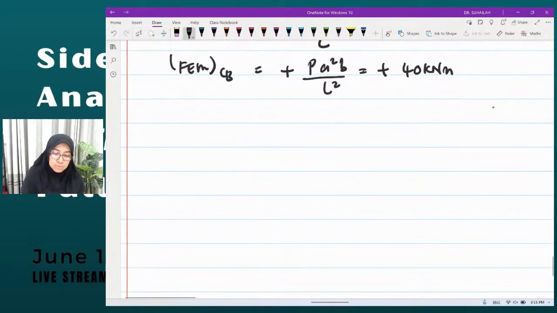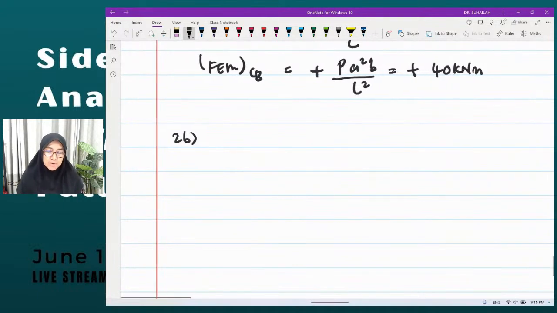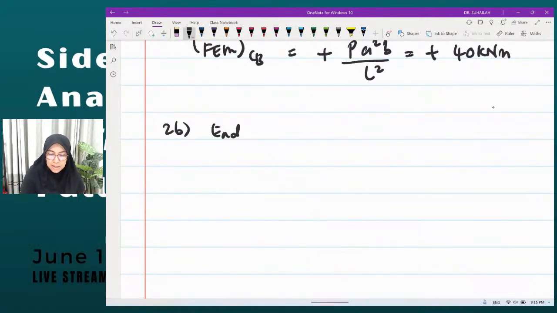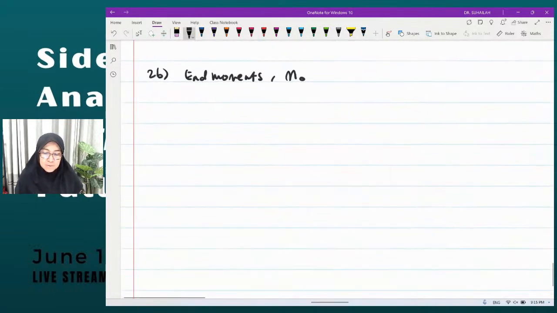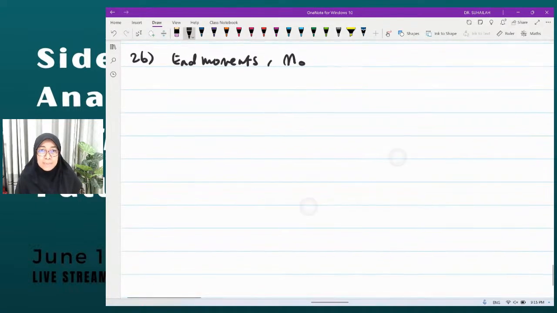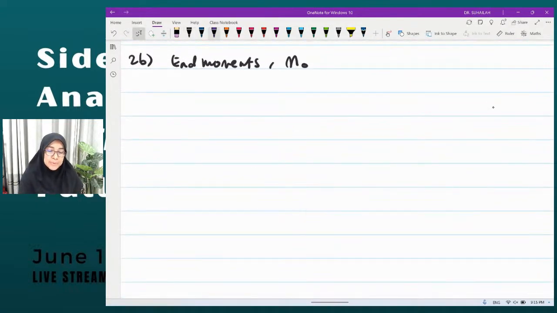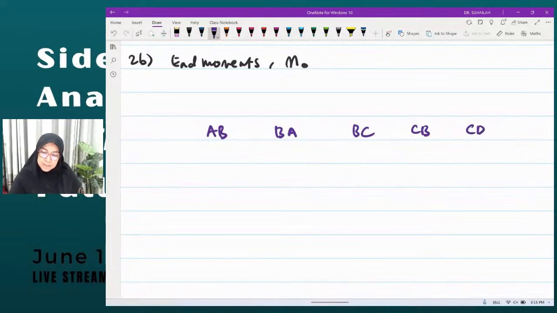Okay, next we move to step 2B. In 2B, we want to calculate the end moment, and the symbol we use is M naught. So we have to draw the table. We list all the members: AB, BA, BC, CB, CD, and DC.